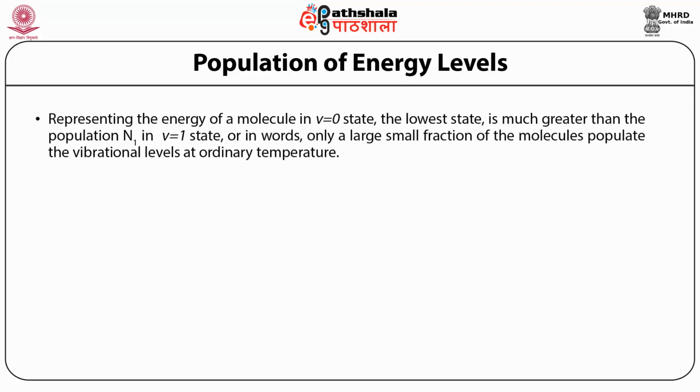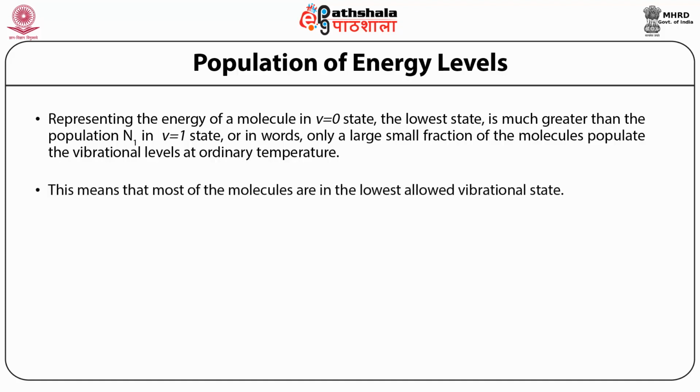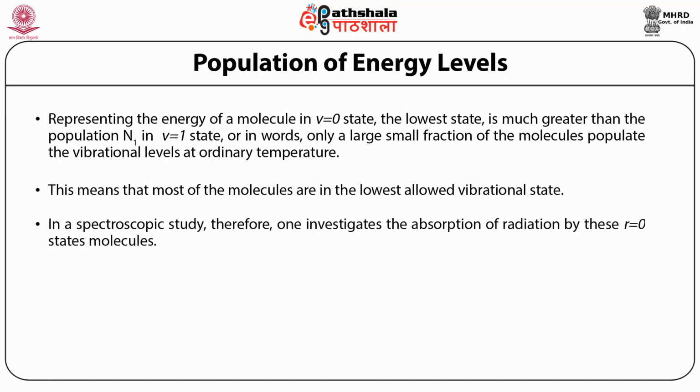The population N0 of molecules in the ν = 0 state, the lowest state, is much greater than the population N1 in the ν = 1 state. In other words, only a small fraction of the molecules populate the vibrational levels at ordinary temperature. This means that most of the molecules are in the lowest allowed vibrational state. In a spectroscopic study, therefore, one investigates the absorption of radiation by these ν = 0 state molecules. Thus, the main vibrational transition in absorption is ν = 0 to ν = 1.